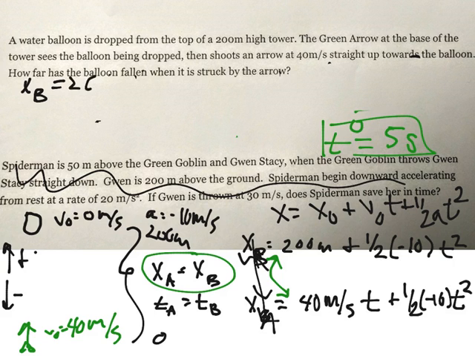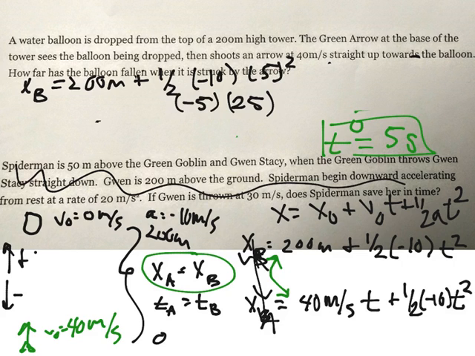xb starts at 200 meters, and you're adding it to your negative 1/2 acceleration times t squared, or 5 squared. Square your 5, you get 25. Half your negative 10, you get negative 5. Then you figure out 5 times 25 gives you a negative 125.